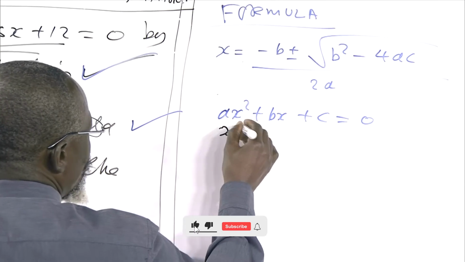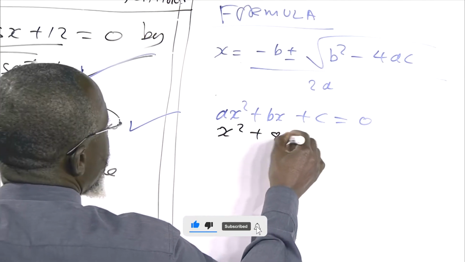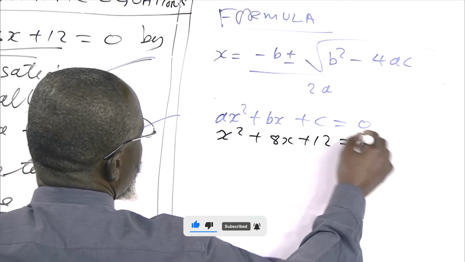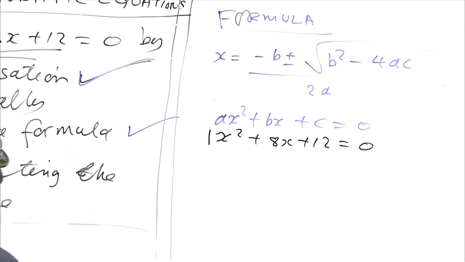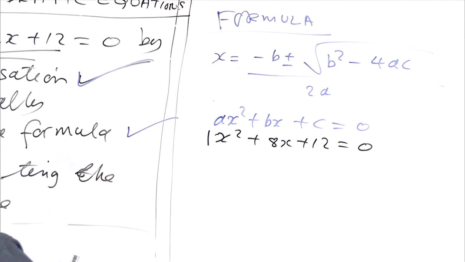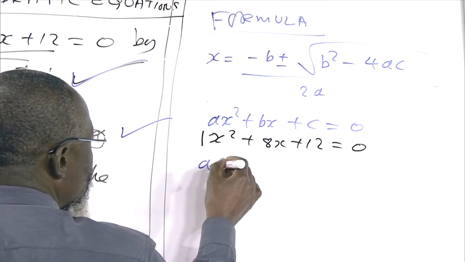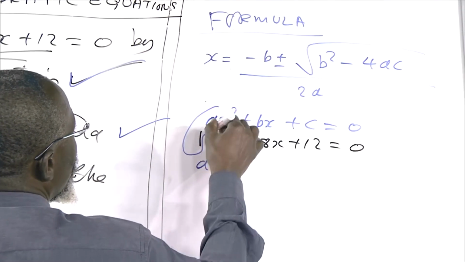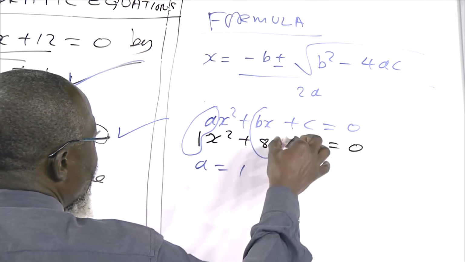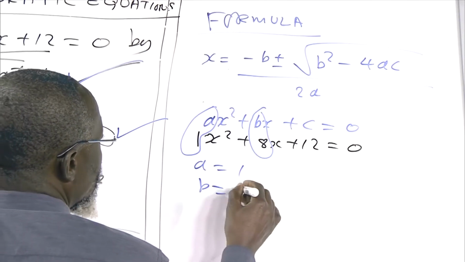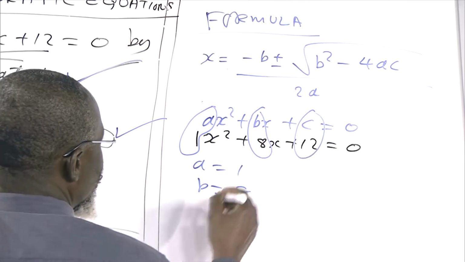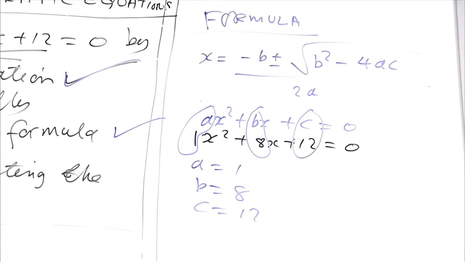x squared plus 8x plus 12 is equal to 0. So a is equal to 1, b is equal to 8, and c is equal to 12.